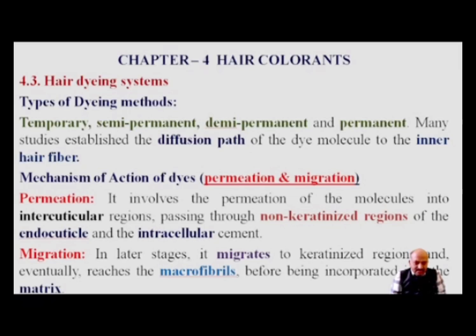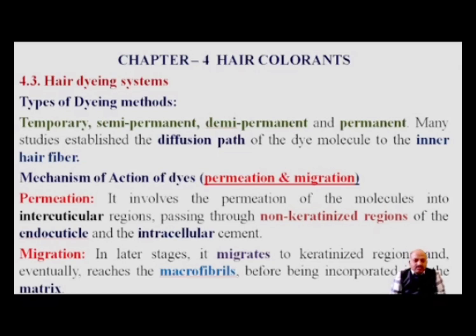The mechanism of action of dyes involves two terminologies, that is permeation and migration. So the action of dyes or color impartation on the hair strands can be done by means of the permeation method and the migration method. What is permeation? What is migration? Permeation involves the permeation of the molecules into intercuticular regions, passing through non-keratinized regions of the endocuticle and the intracellular cement. This is about permeation. And migration means in the later stages, it migrates to keratinized regions and eventually reaches the microfibrils before being incorporated into the matrix. So this is the definition to understand.